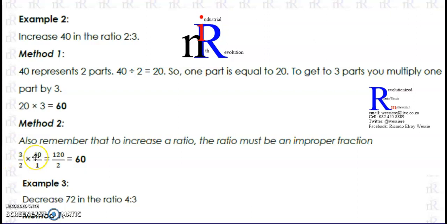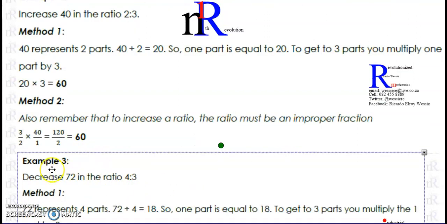So 2 goes into 40 20 times. 20 times 3 is 60. Or I say 3 times 40 is 120. 2 times 1 is 2. 2 goes into 120 60 times.